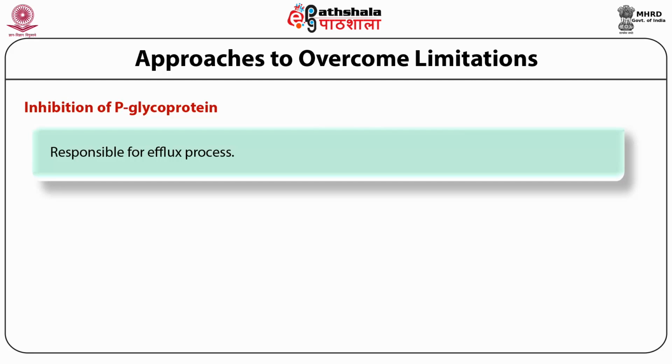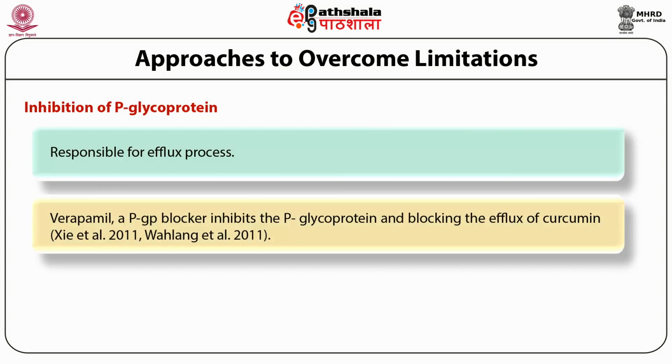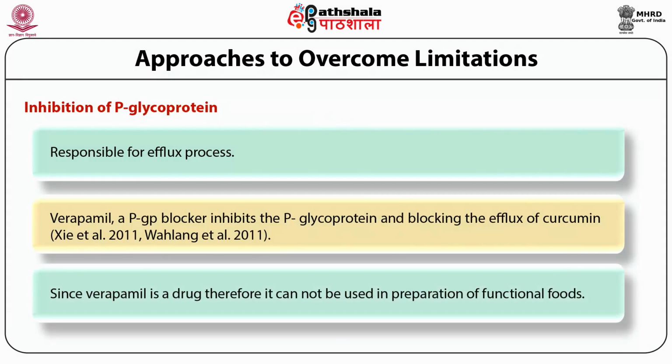One compound, which is called verapamil, is a PGP blocker. It inhibits the P-glycoprotein and blocks the efflux of curcumin. This is well reported in literature. However, since verapamil is a drug, it cannot be used in preparation of functional foods, which means that these PGP inhibitors are mostly drug molecules and they cannot be used for developing functional foods.